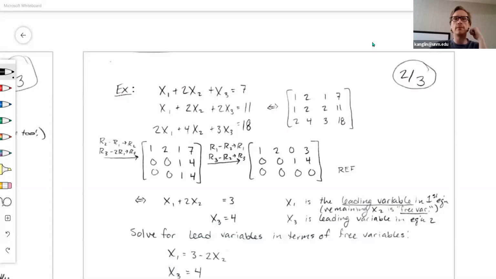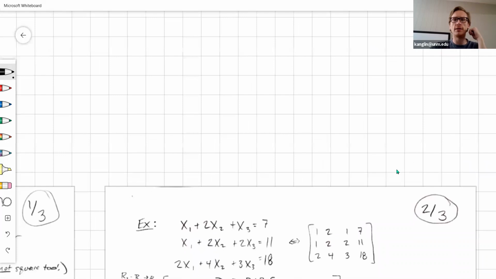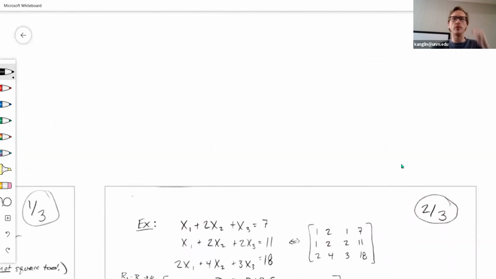Let's take a look here. Kind of hiding some of the details here. I want to go through the work with you on this one. Let's look at this system of equations. x1 plus 2x2 plus x3 equals 7, x1 plus 2x2 plus 2x3 equals 11, 2x1 plus 4x2 plus 3x3 equals 18. I want to see how to use Gauss-Jordan elimination to solve this system.